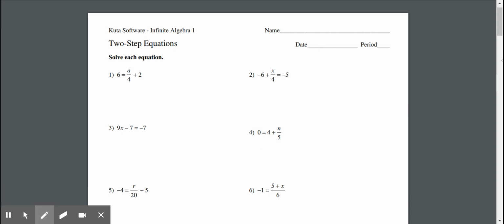All right, this is a review of solving two-step equations from Algebra 1. This is still important to be able to do in geometry. When we're solving equations, we're just trying to get the variable or the letter by itself. It doesn't matter if it's on the right-hand side or the left-hand side.